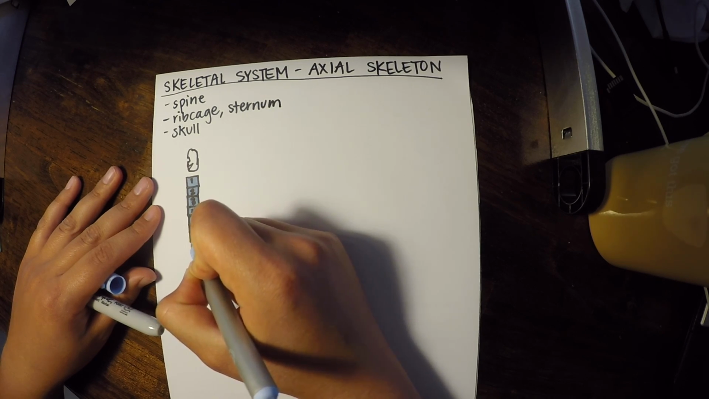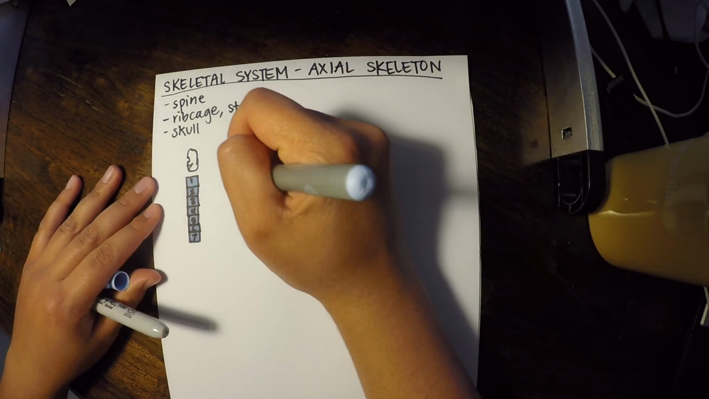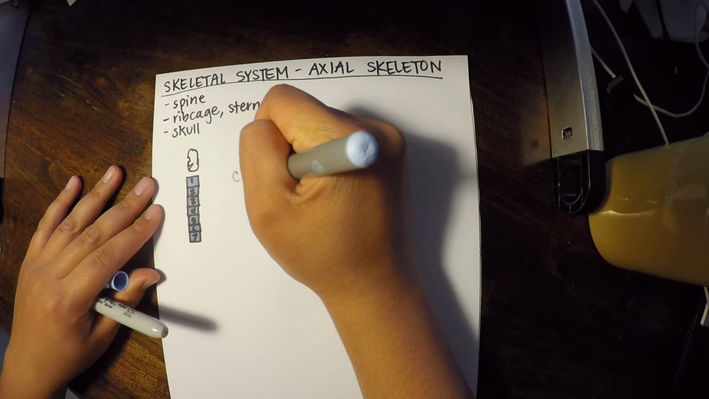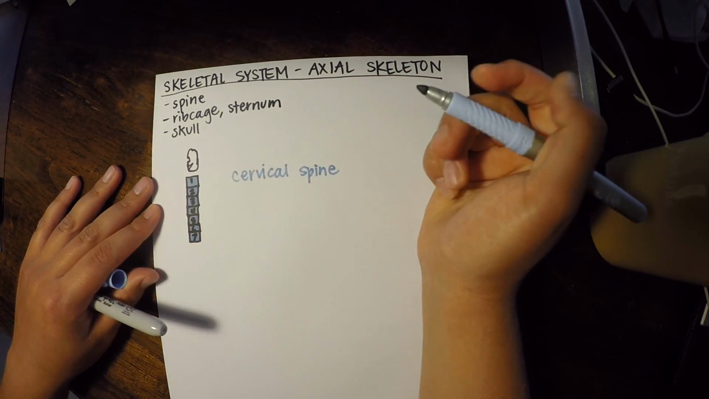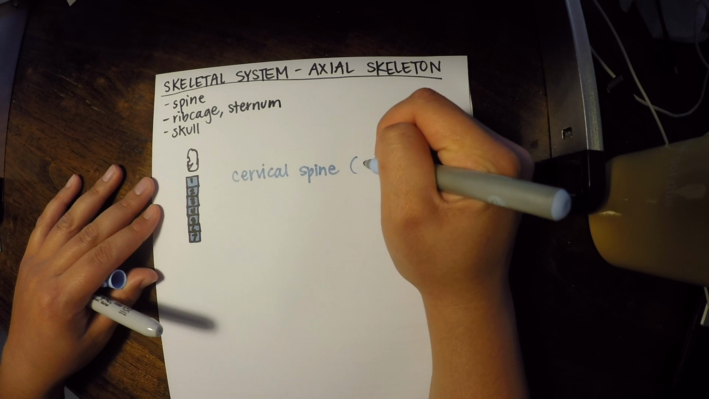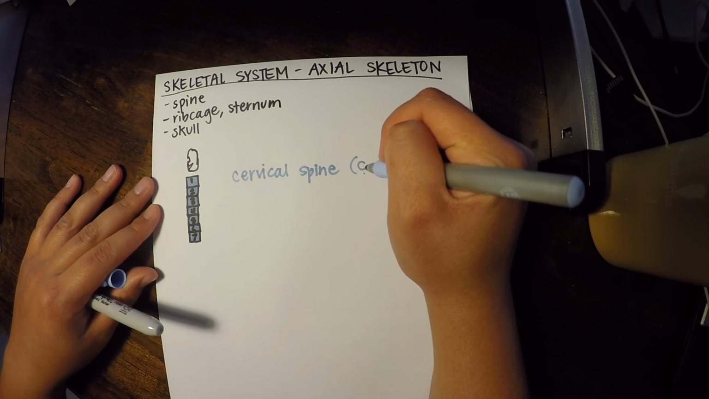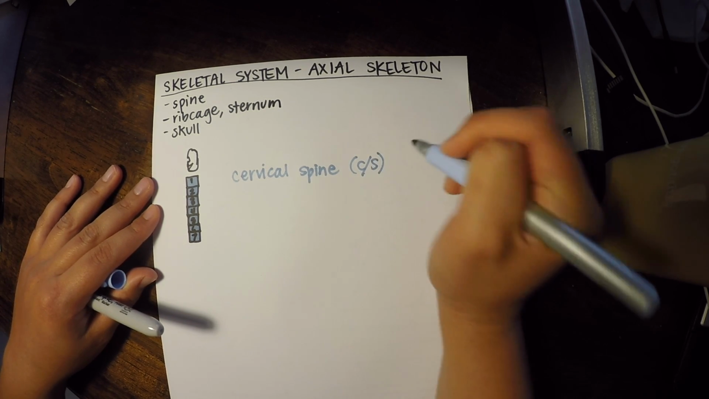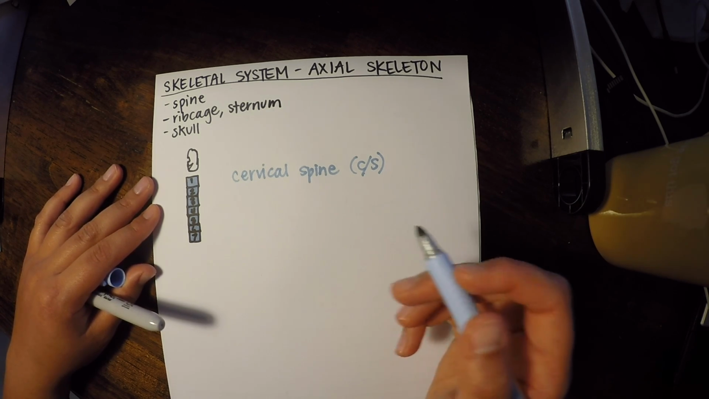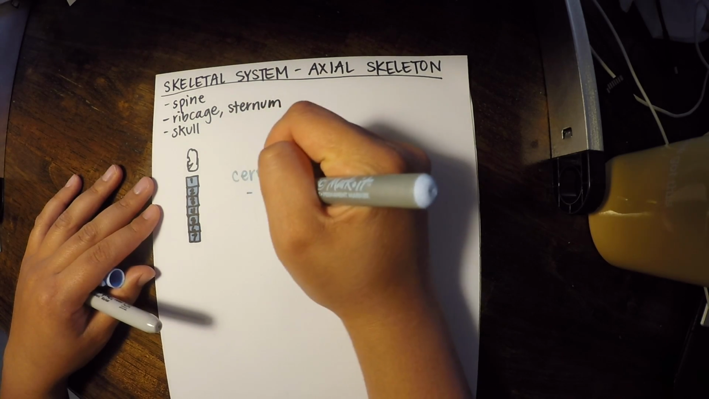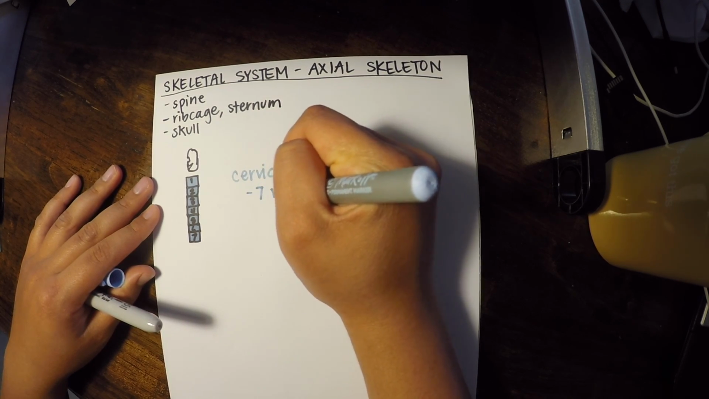So let's label those to the side. Cervical spine, sometimes abbreviated as C/S. That's what I'm going to do when I'm referring to it, I'll just abbreviate it as that. And I'm just going to make a note here that there are 7 vertebrae.